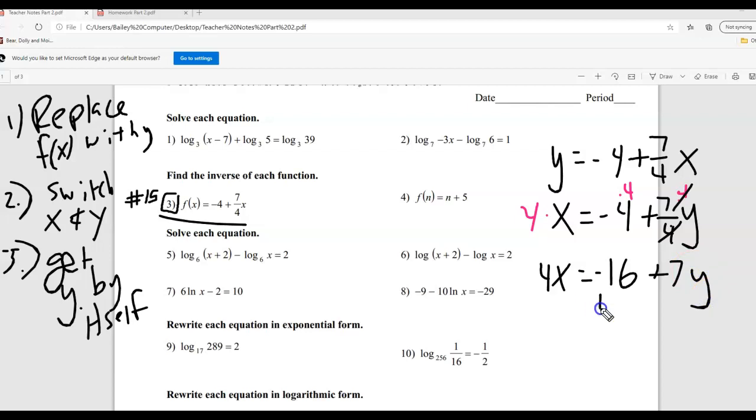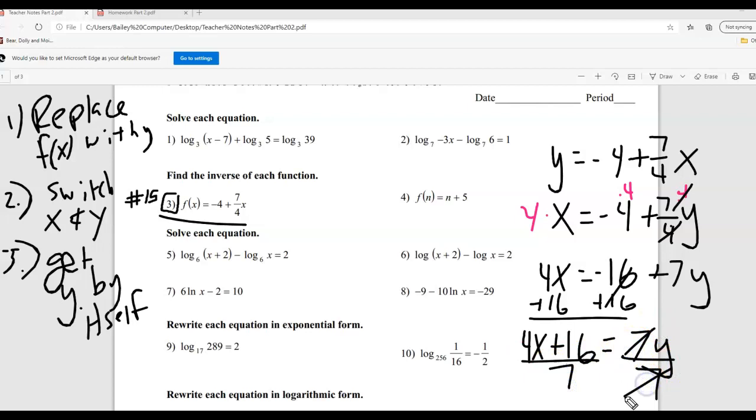The next thing I would do is add this 16 to both sides, and you can't really add the 16 to the 4x because they're not like terms, so we'll just put them next to each other. And then the last thing we're going to do is divide both sides by 7. And that ends step 3. Now there are 2 ways you could write this. You could say it's 4x plus 16 over 7. Or you could also say it's 4 over 7x plus 16 over 7. In other words, you could split the top up into 2 separate fractions. And that would be the inverse of f.